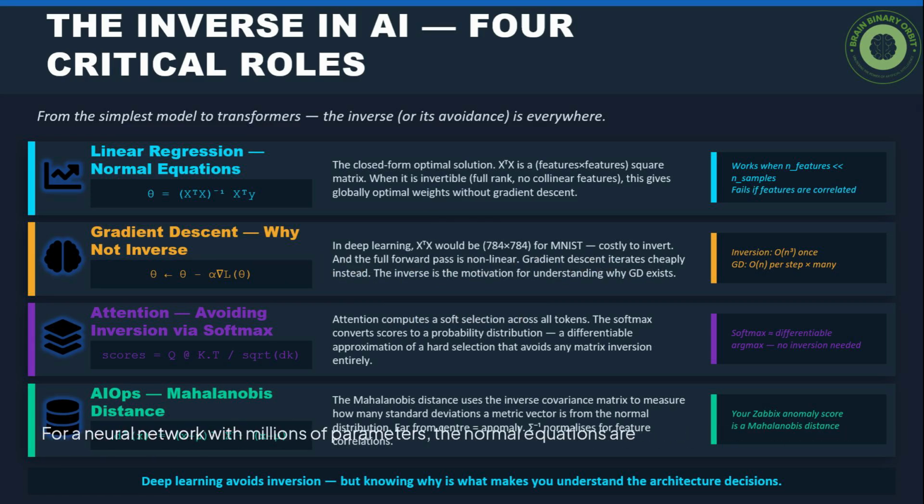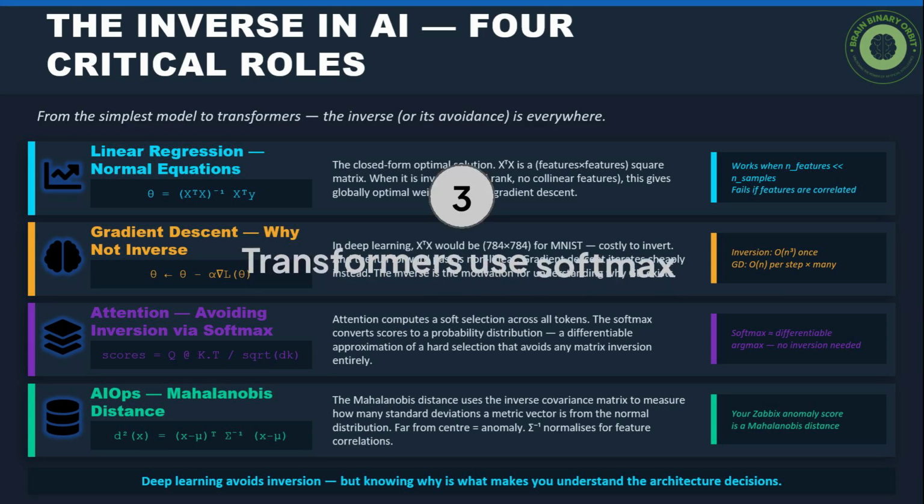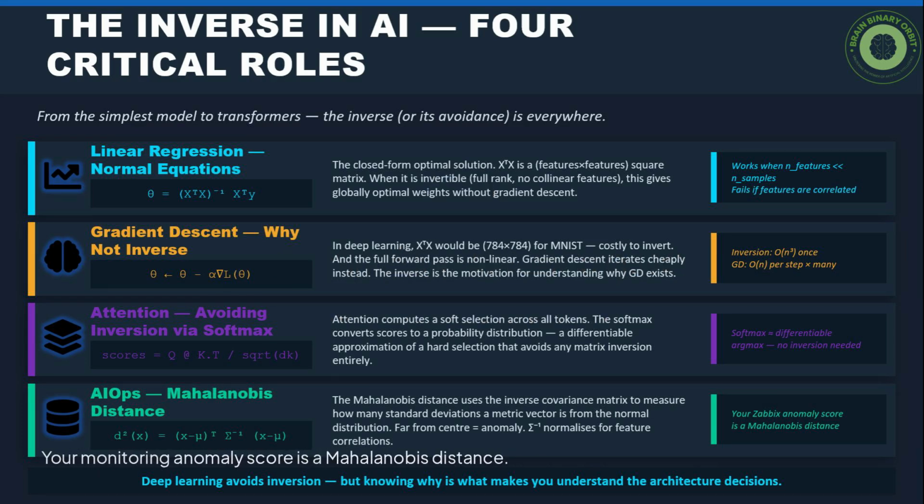For a neural network with millions of parameters, the normal equations are computationally intractable. Gradient descent iterates cheaply per step instead. Three, transformers use softmax as a differentiable alternative to hard selection, no inversion required. Four, Mahalanobis distance in anomaly detection uses the inverse covariance matrix to measure how unusual a metric vector is. Your monitoring anomaly score is a Mahalanobis distance.